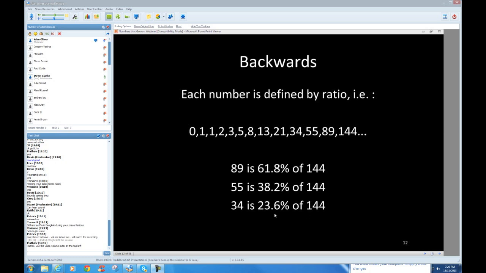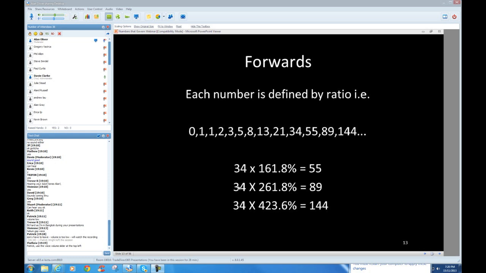And again, if we take any number and use 23.6% of any number, that will take us back 3 numbers in the chain. So it's a fairly simple process. All we're doing here is accumulating the knowledge of the numbers and of the ratios. And again, if we want to go ahead or forwards in the chain, I've just chosen 34 to start from. 34 times 161.8 takes us to the next number. 34 times 261.8% takes us 2 numbers in the chain. And 34 times 423.6 takes us 3 numbers ahead in the chain.